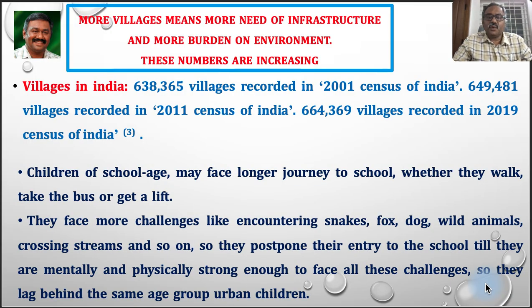Children of school age may face a longer journey to school, whether they walk, take the bus or get a lift. They face more challenges like encountering snakes, foxes, dogs, wild animals, crossing streams and so on. So they postpone their entry into the school till they are mentally and physically strong enough to face all these challenges, so they lag behind the same age group urban children.